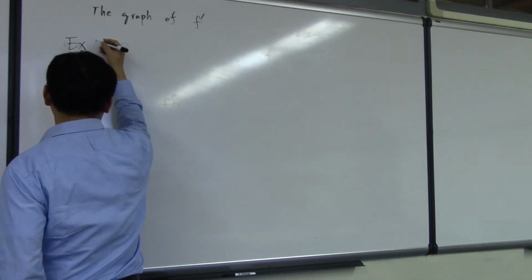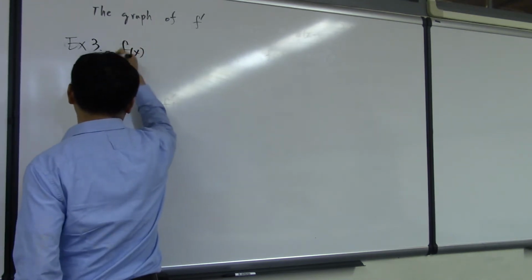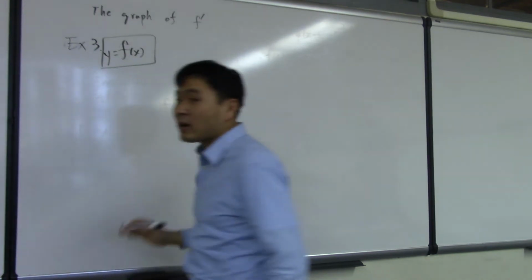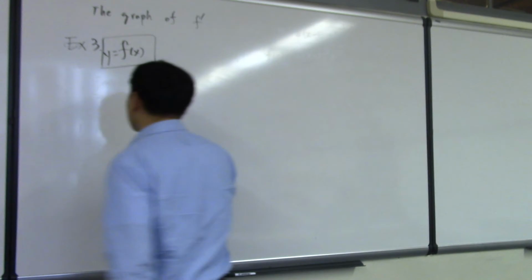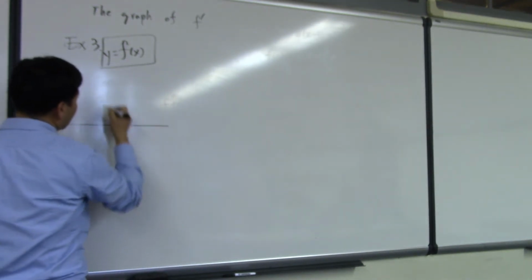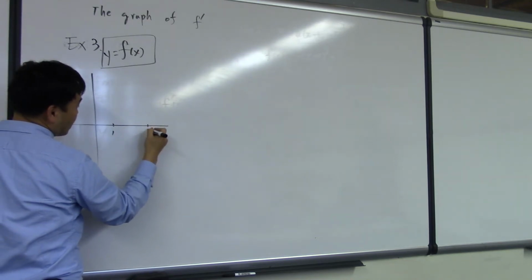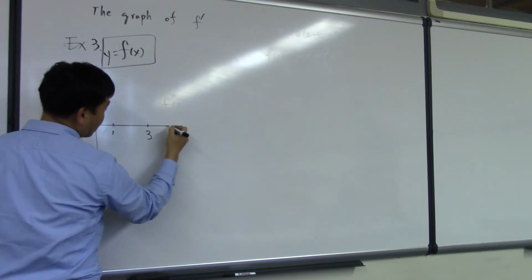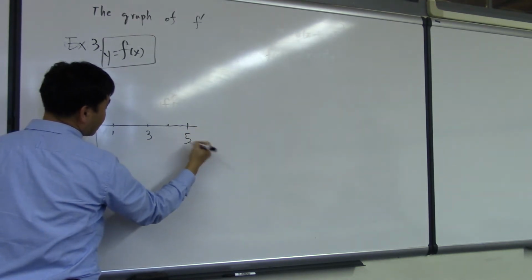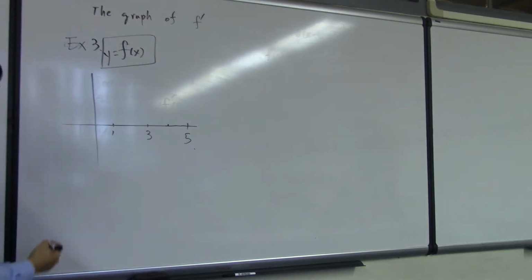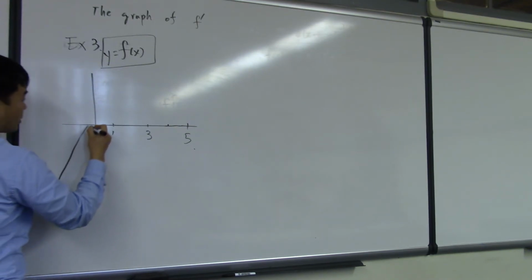Here's a function y equals f(x), where I'm not going to give you the explicit formula, but I'm just going to say the graph looks like this: here's 1, here's 3, and here's 5, okay? And let's say the graph goes up.